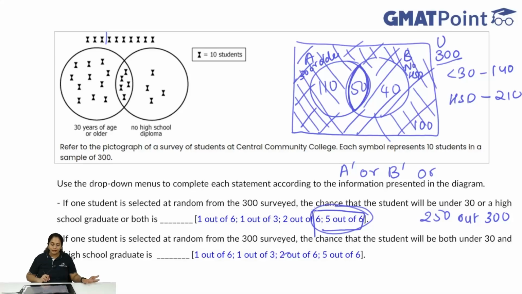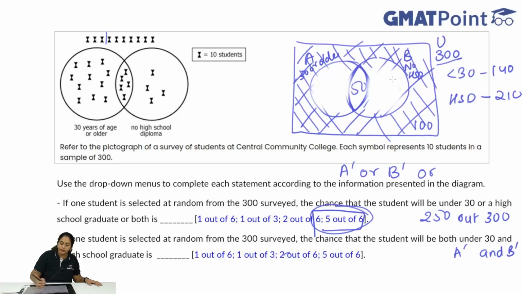So you want both under 30 and high school graduate. So under 30 is A dash and high school graduate is B dash. You want A dash and B dash. Now if it is A dash and B dash, this part over here, which is inside A and inside B, gets eliminated. So this 110 can no longer be counted. This 40 can no longer be counted. You have to only count the part which is outside of A and outside of B, which is external to both sets, which is 100. These 100 are both under 30 as well as high school graduates.